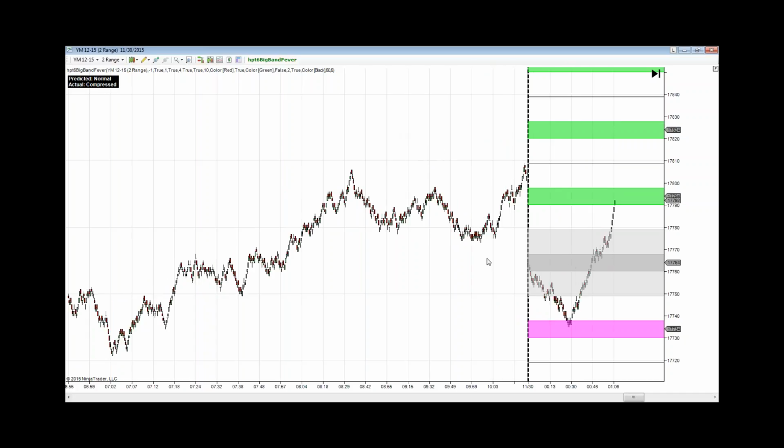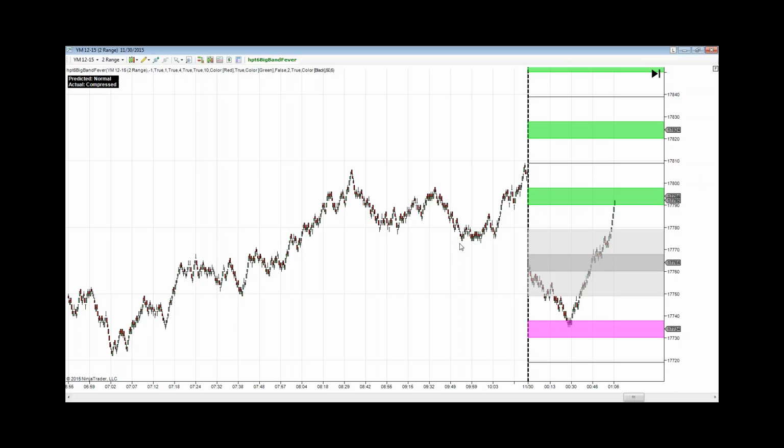But what's important is this is what we call the European session open. This is 3 a.m. Eastern time. That is midnight Pacific time. I'm on the West Coast. These charts are Pacific time. But it was starting out a predicted normal day.